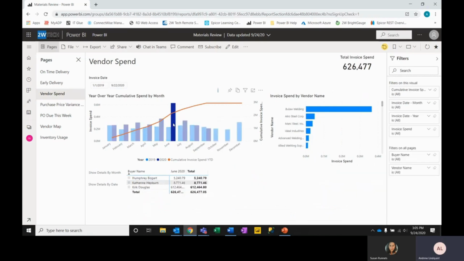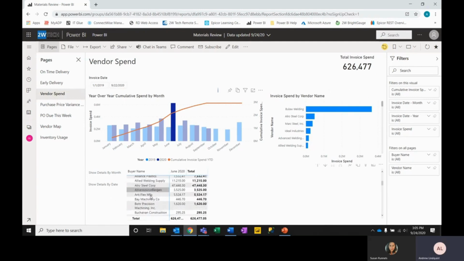For instance, I see a spike here in June of 2020, so I can click on this bar to see if most of that spend was with a particular vendor, and then I can analyze the details in the table below. This allows me to identify key vendors driving costs and focus my attention in those areas.